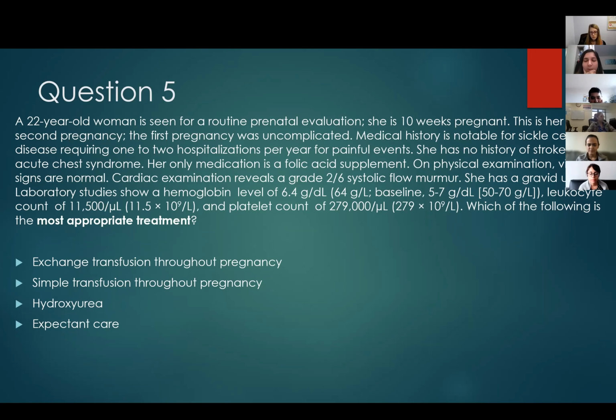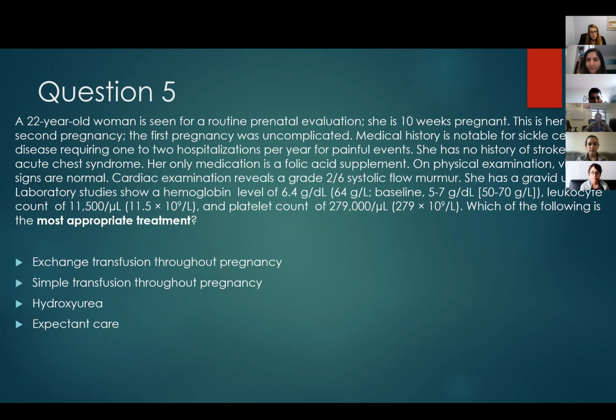And you wouldn't give hydroxyurea to anybody who is pregnant. It's absolutely contraindicated. So expectant care actually is the answer, because she doesn't have symptoms from this anemia. It's at her baseline, so you wouldn't do anything about it. And the flow murmur is physiological in pregnancy.